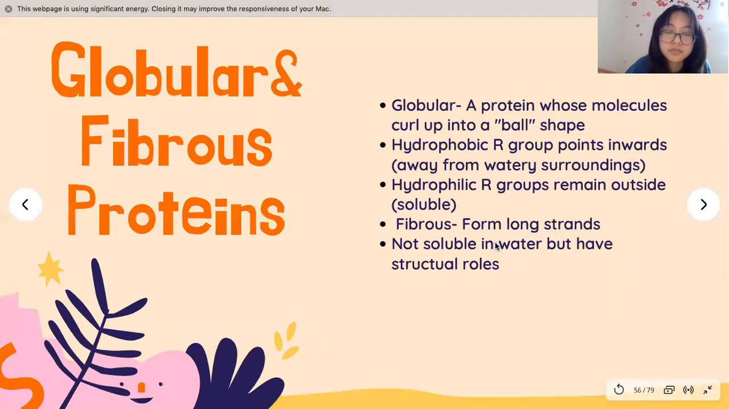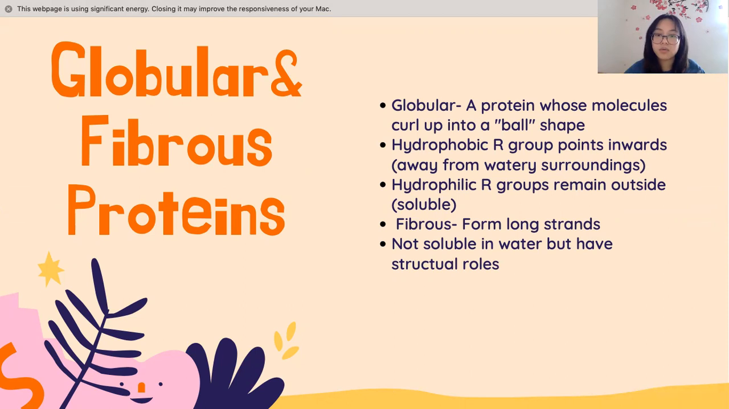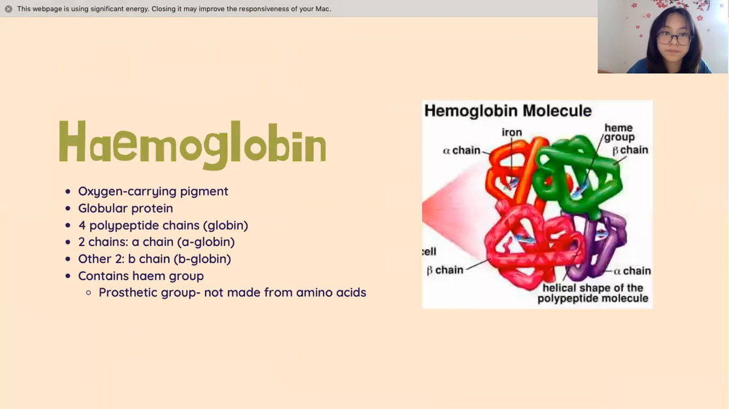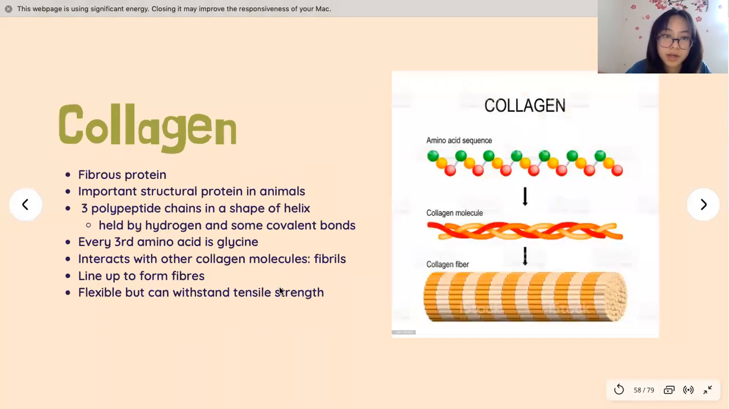Next up are globular and fibrous proteins. Globular proteins are basically proteins which curl into a ball shape, and fibrous proteins form long strands, which are not soluble in water, but they do have structural roles. An example of a globular protein is hemoglobin. It has 4 polypeptide chains, 2 of which are alpha chains, made from alpha globin, and the other 2 are beta chains, made from beta globin. It contains a heme group, which is a prosthetic group and is not made from amino acids.